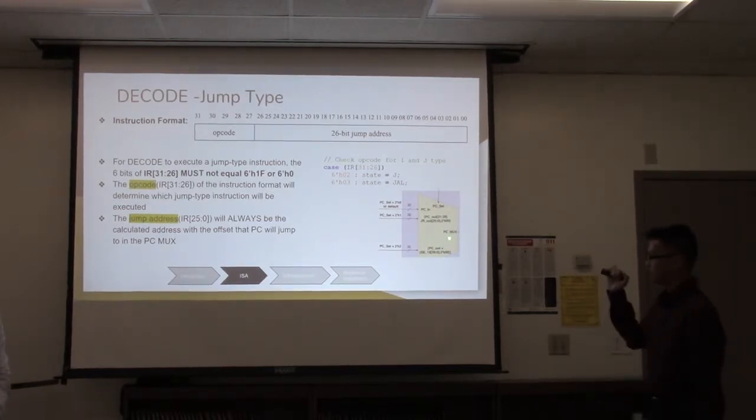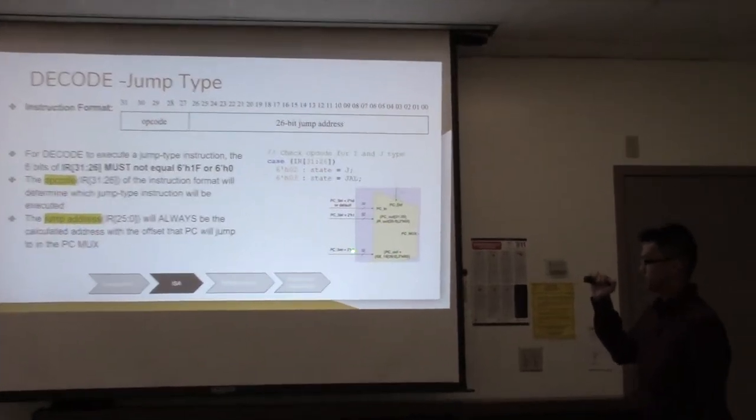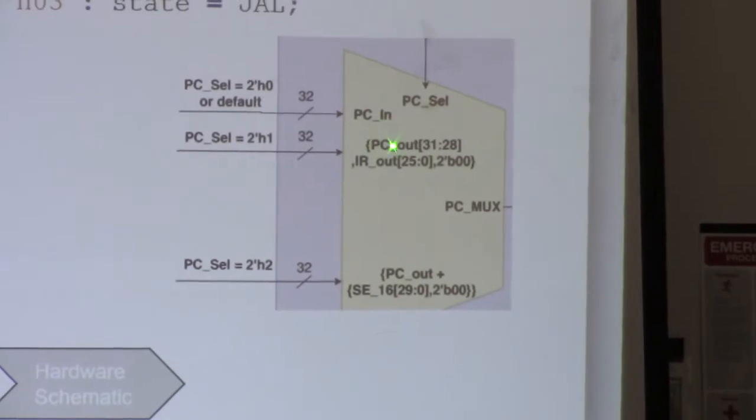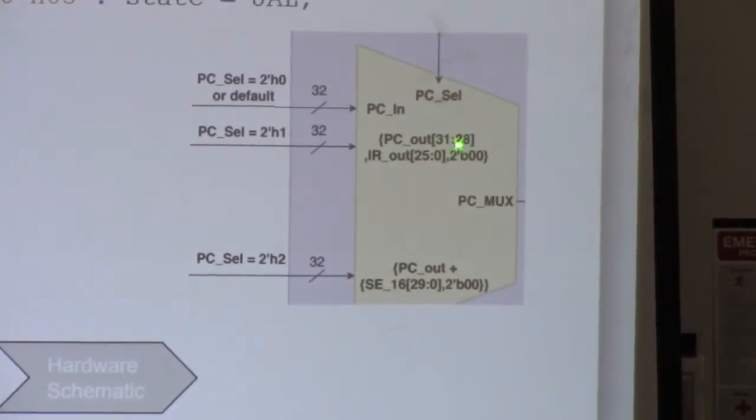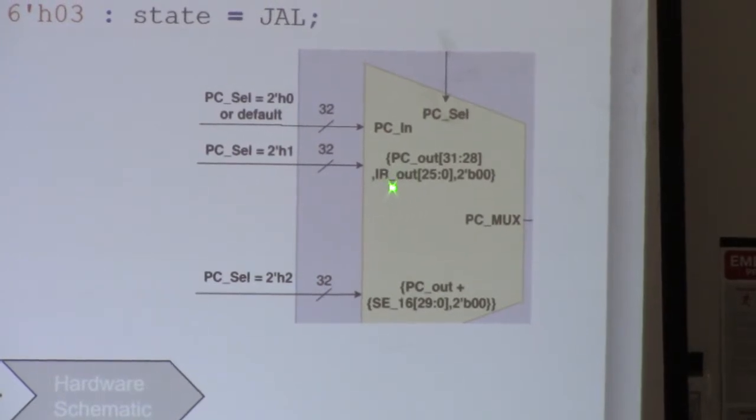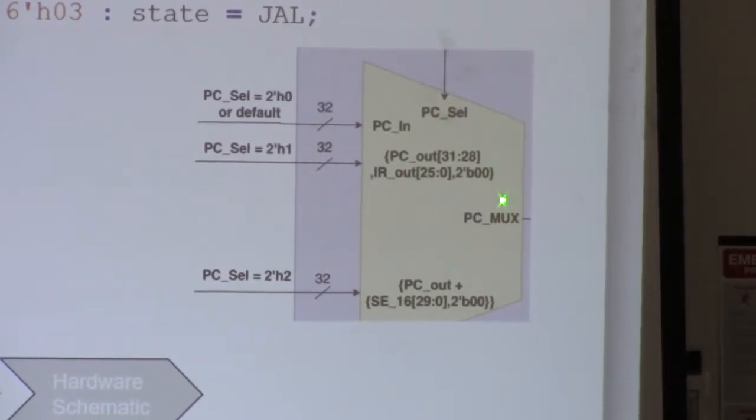You can see here in this mux that when PC select equals 2, or PC select equals 1, this will be the jump, where it takes the upper 4 bits of the current PC and then concatenates them with IR 25 to 0 and 2 zeros at the end.